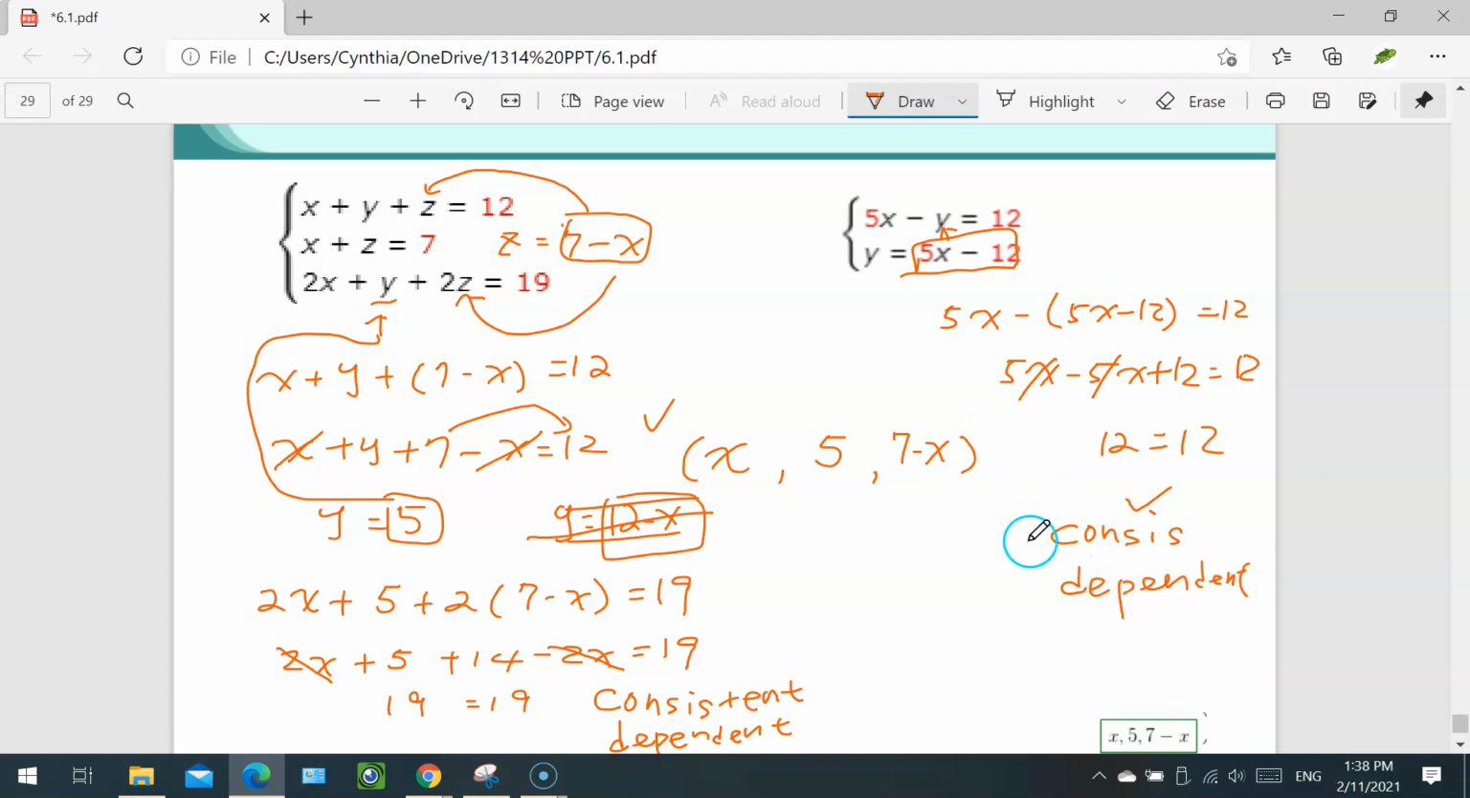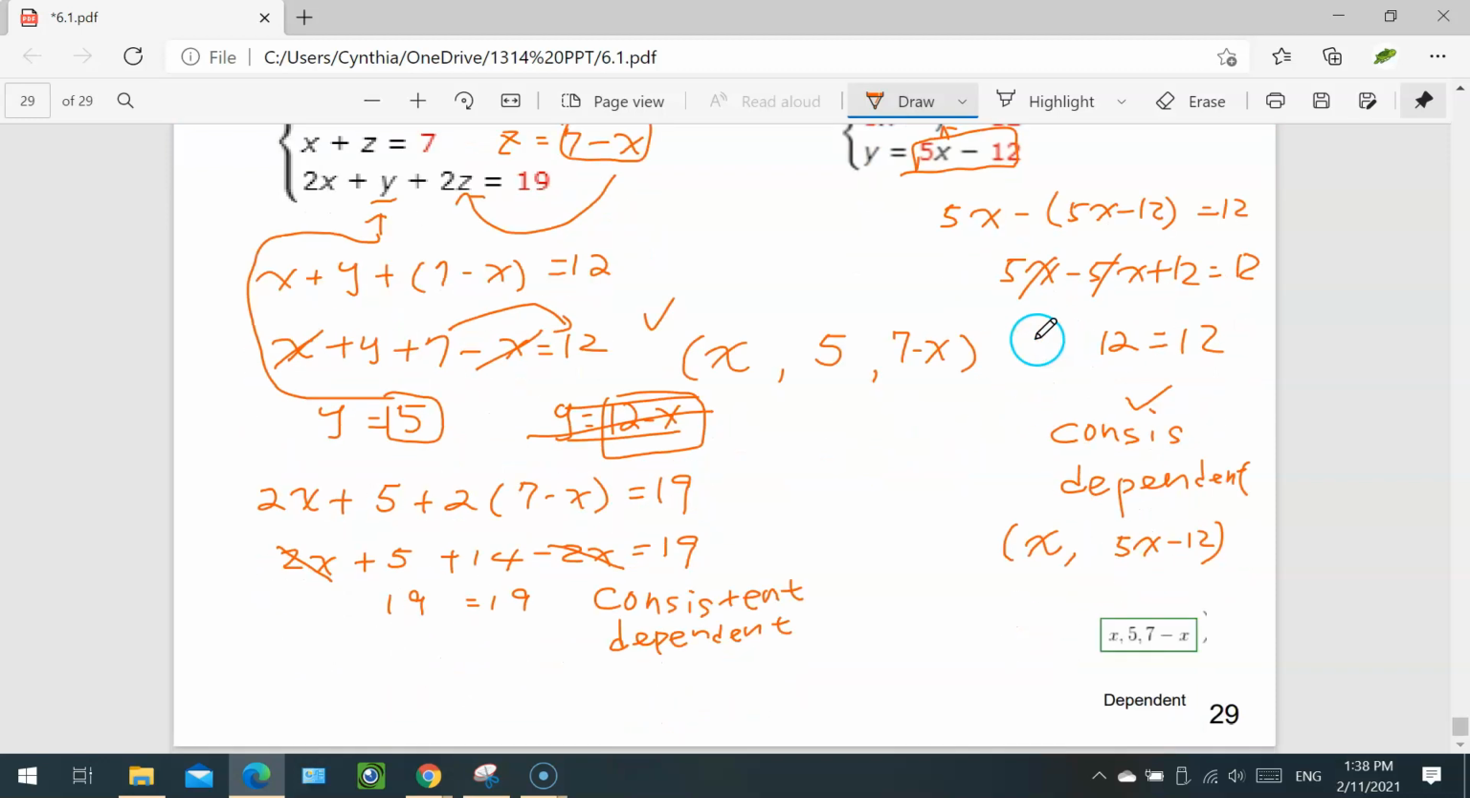Now, how do you write down the solution? You keep the x by itself. Your y is 5x minus 12. And that's it. That's the solution set of this question. And these two equations, they are consistent equations.